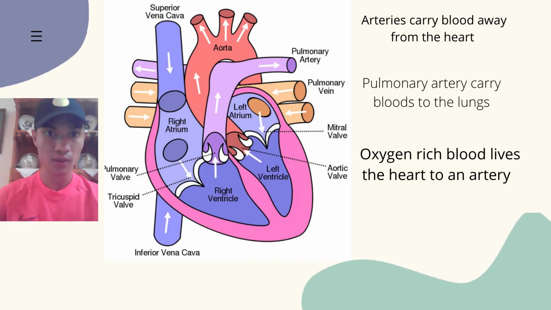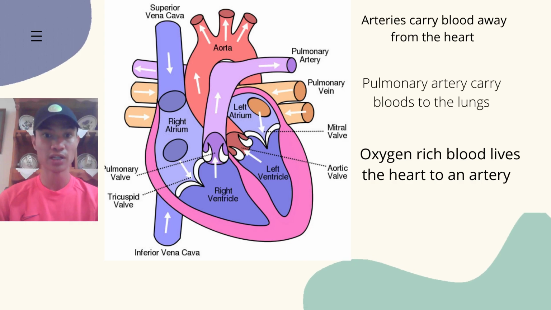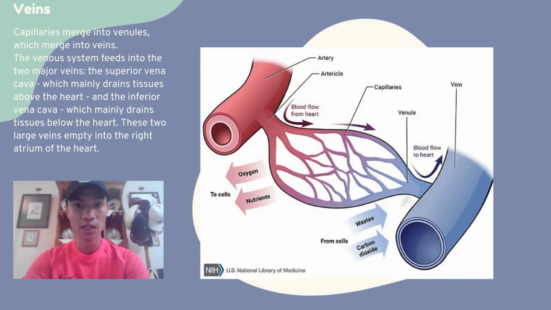Right. So at this point, arteries carry blood away from the heart. The second one, the pulmonary artery, carries blood to the lungs, and last but not least, oxygen-rich blood leaves the heart through an artery. Okay, we still continue on the next slide.